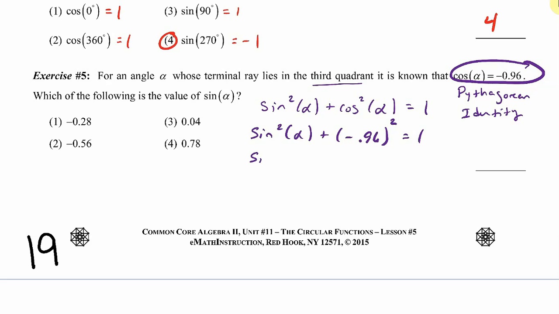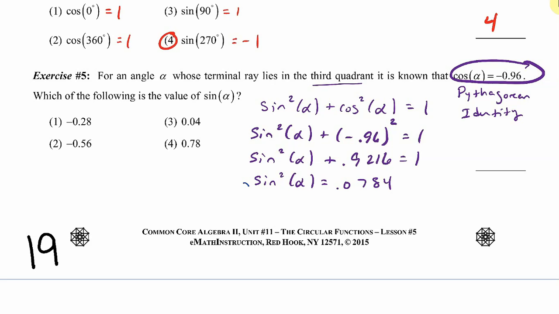No big deal here. We got our calculators. Let's figure out what that is. Negative 0.96 squared would be positive 0.9216. Let's subtract that from 1 to get the sine squared function by itself. And we're going to get 0.0784 here. Now if sine squared is that, what do we have to do to both sides?